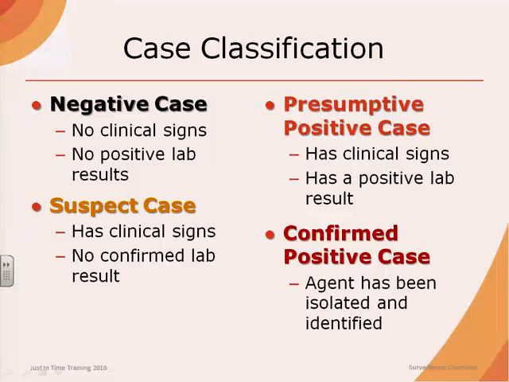A presumptive positive case is an animal that has clinical signs consistent with the disease and case definition, in addition to a positive laboratory result and additional epidemiological indicators of infection. A confirmed positive case is an animal that has clinical signs consistent with the case definition and a positive isolation and identification of the particular pathogen.